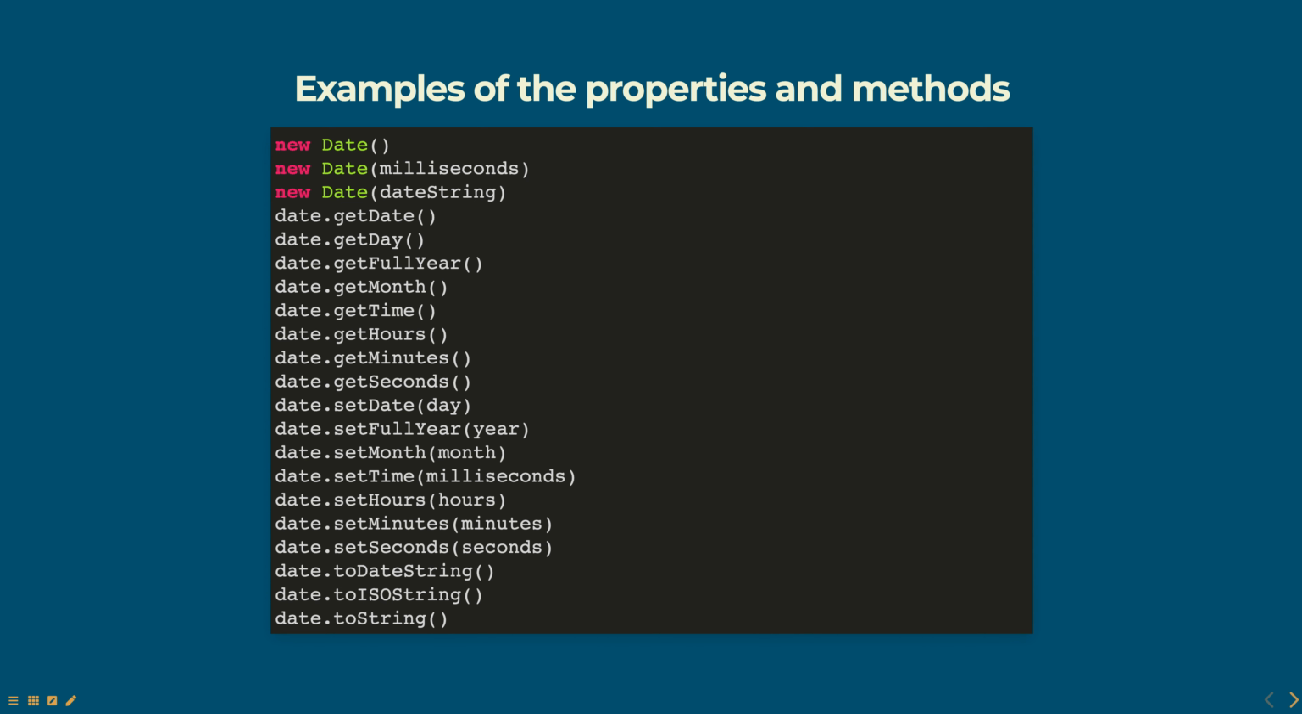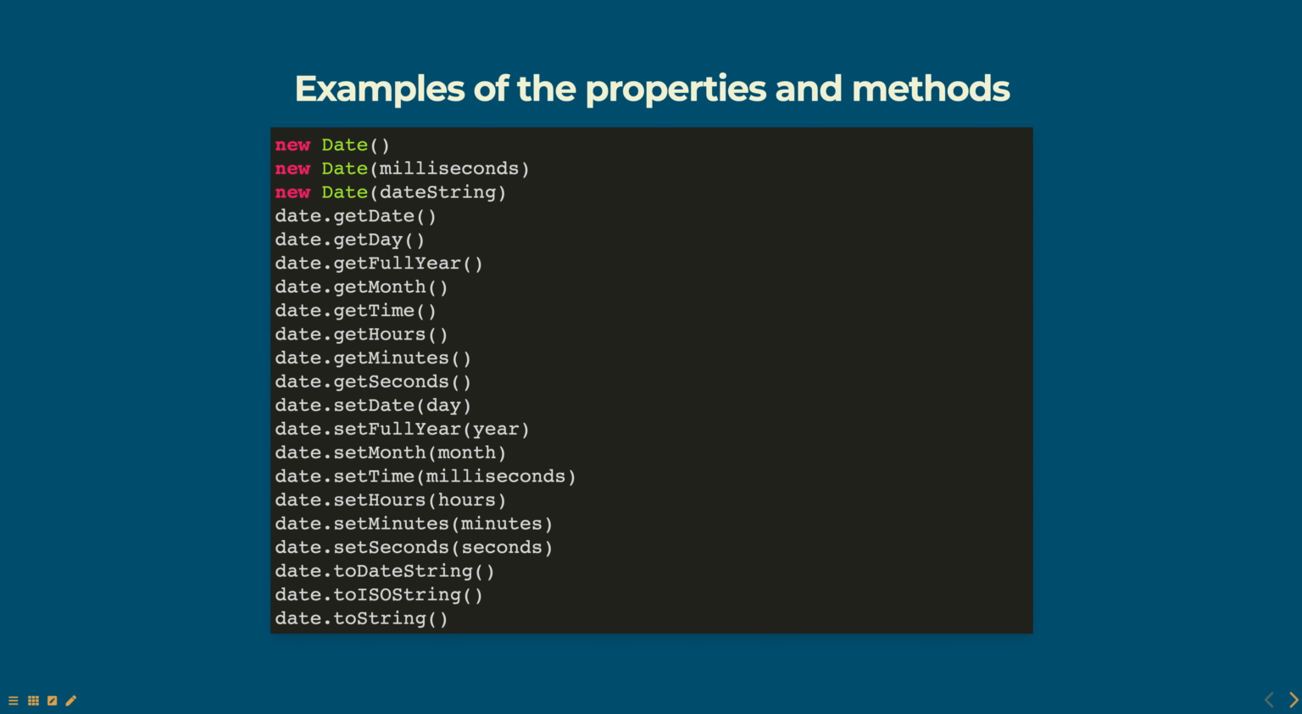Date.getHours returns the hours between 0 to 23. Date.getMinutes returns the minutes between 0 to 59. Date.getSeconds returns the seconds between 0 to 59.